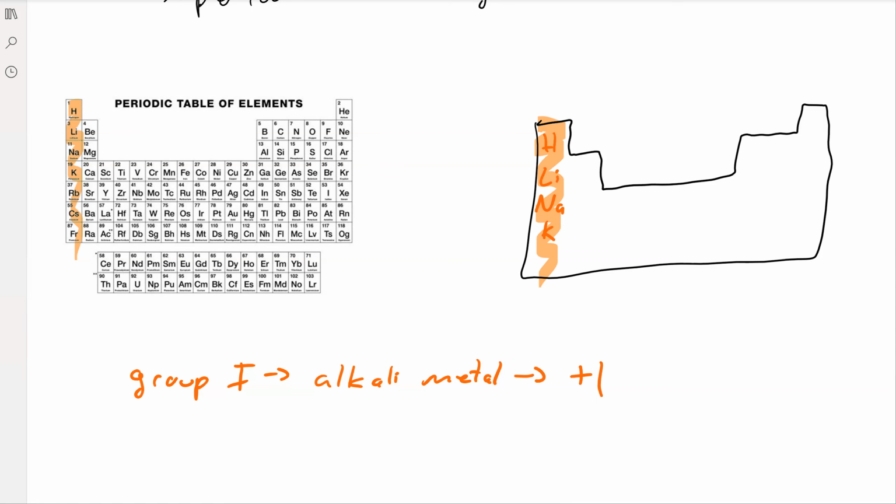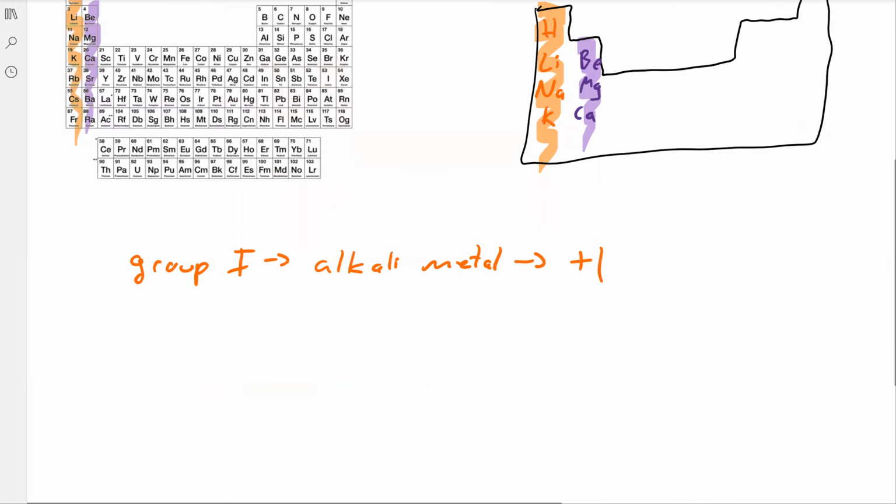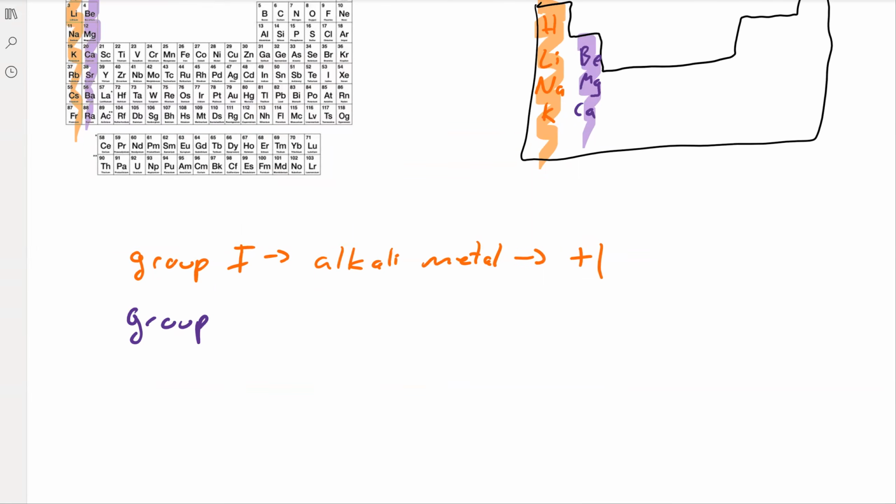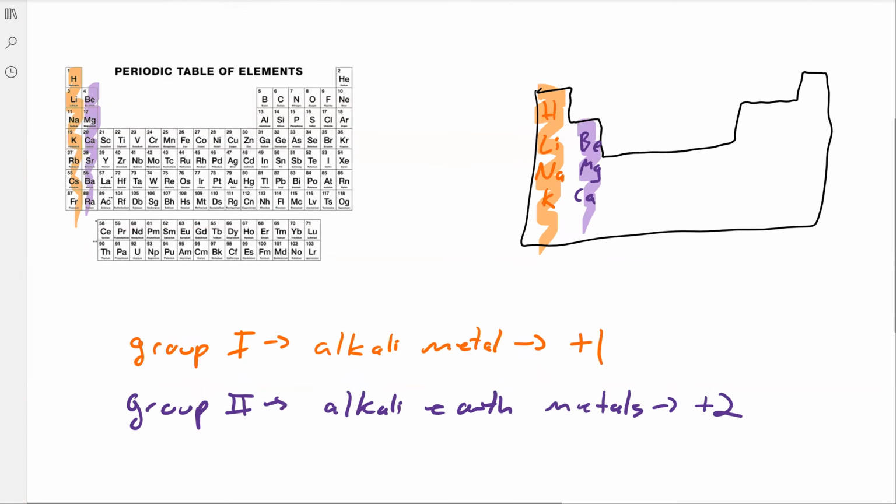Next up, we've got our group 2. This one contains our beryllium, magnesium, calcium, so on and so forth. This is group 2, known as the alkali earth metals. And they always have a charge of +2.